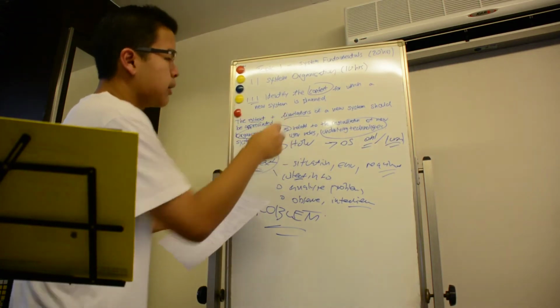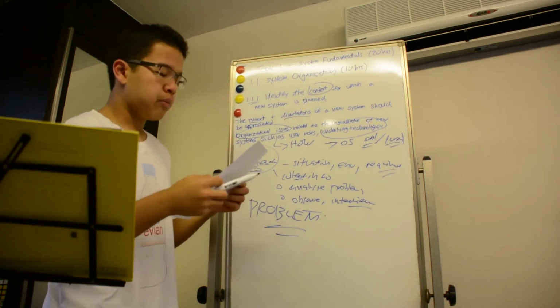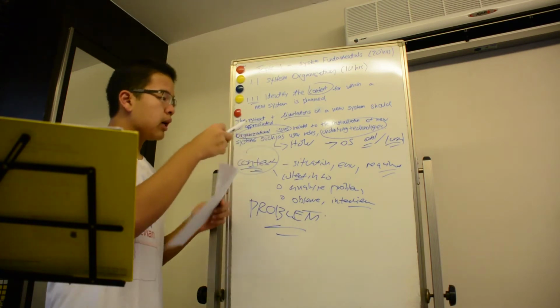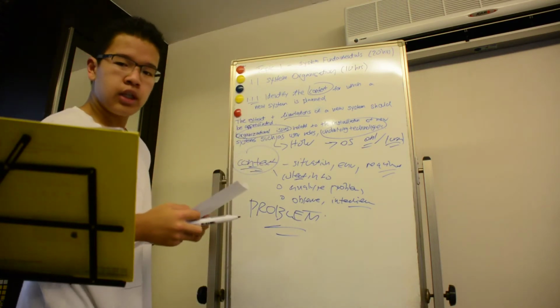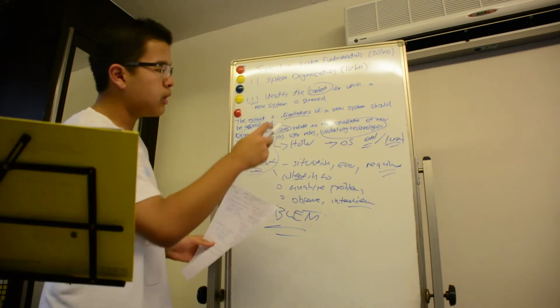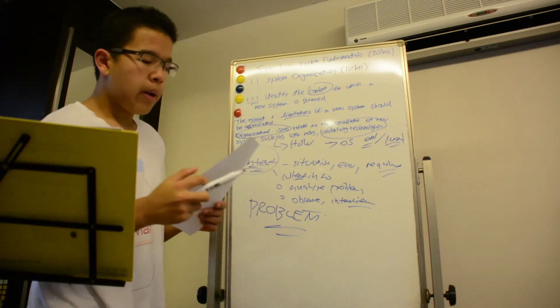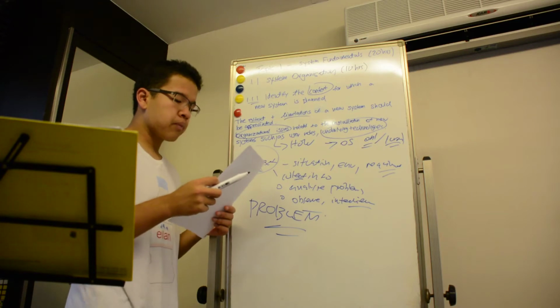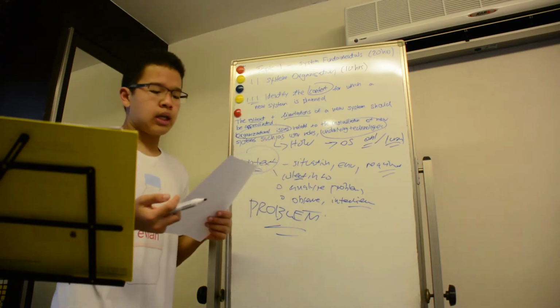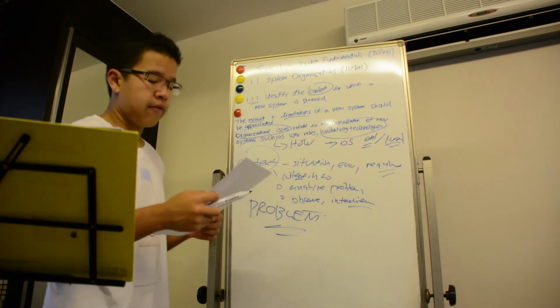The extent and limitations of a new system should be appreciated. So extent might mean the features, whether they are needed or not needed, and limitations or drawbacks might be, for example, time to upload is slow or it's inefficient.